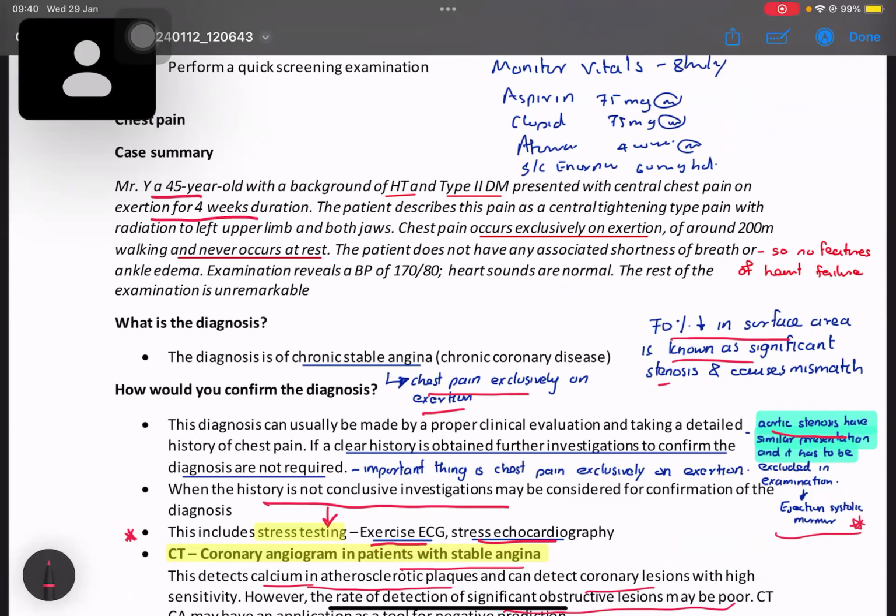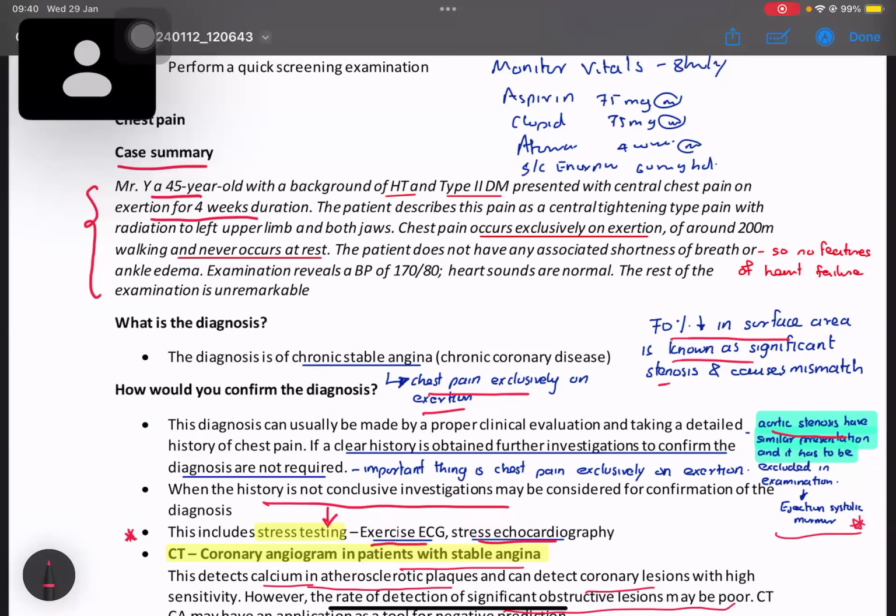Note here, usually in your cases, you will be doing observed history taking. After observed history taking, you will mostly be asked for a summary of your history. They won't ask for a complete history. So, this is an example of such a case summary. A 45-year-old man with a background of hypertension and type 2 diabetes mellitus presented with central chest pain on exertion for 4-week duration. Here, the patient is having central chest pain for 4 weeks. It's not an acute condition.